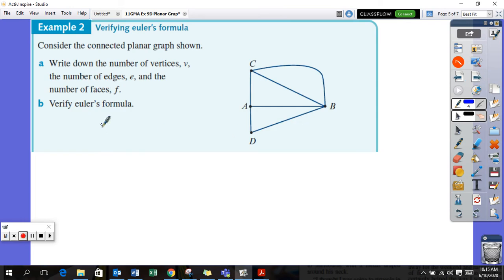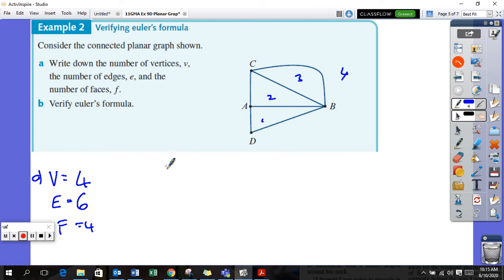Okay, so this example, consider the connected planar graph shown. Okay, write down the number of vertices, edges and faces. So let's start off. Vertices 1, 2, 3, 4. Okay, A, B, C and D, 4 of them. Edges 1, 2, 3, 4, 5 and 6 edges. Check it, 1, 2, 3, 4, 5 and 6. And faces, so we're going to go 1, 2, 3 and the outside one is 4.